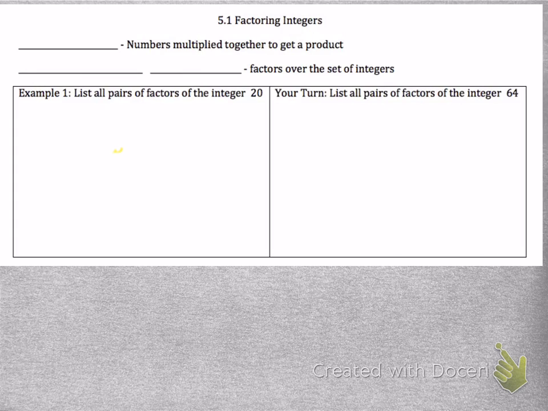Factors are numbers that are multiplied together to get a product. And integral factors are factors over the set of integers, meaning no decimals or fractions. So integers are your whole numbers and their opposites. So a way to refer to that is integral factors.